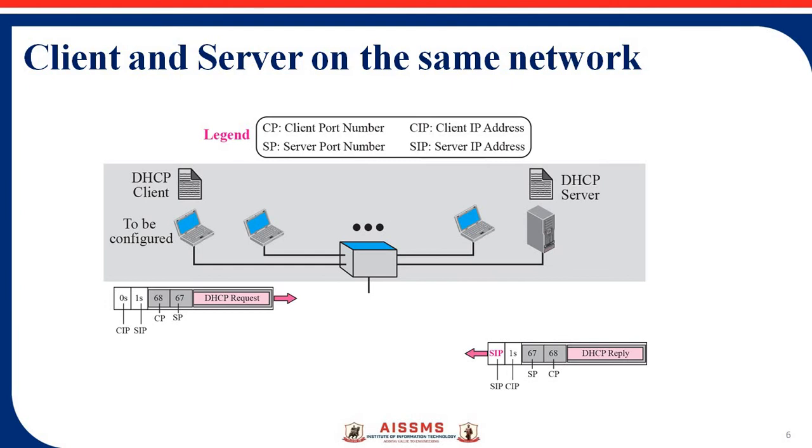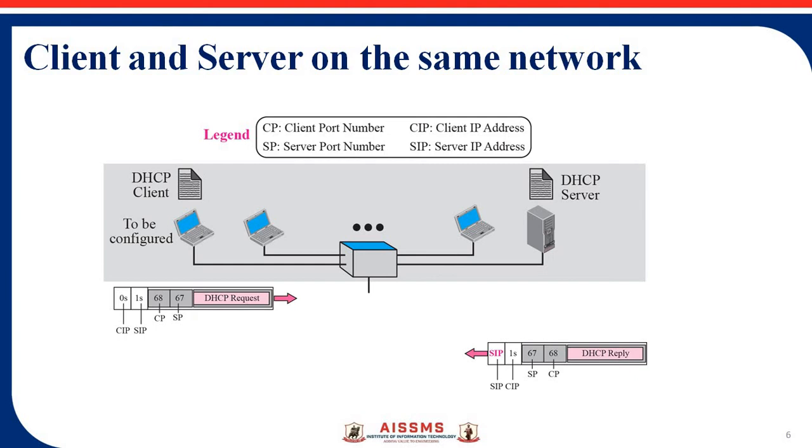In this case, the operations are: first operation, the DHCP server issues a passive open command on UDP port number 67 and waits for the client. Second step, the booted client issues an active open command on port number 68. The message is encapsulated in a UDP user datagram using the destination port number 67 and the source port number 68. The UDP user datagram is encapsulated in an IP datagram.